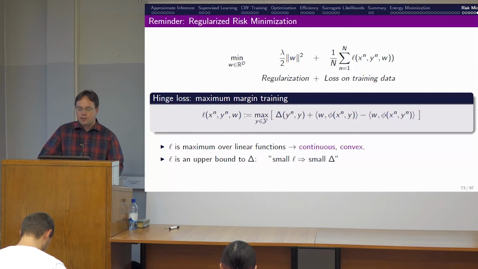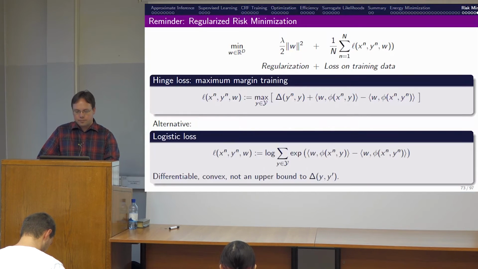At the same time, it's the maximum over many linear functions with respect to w, and the maximum over linear functions is a continuous convex function. So we have achieved an upper bound to the original loss that is continuous and convex. That's good. So we'll see what that looks like in a second.